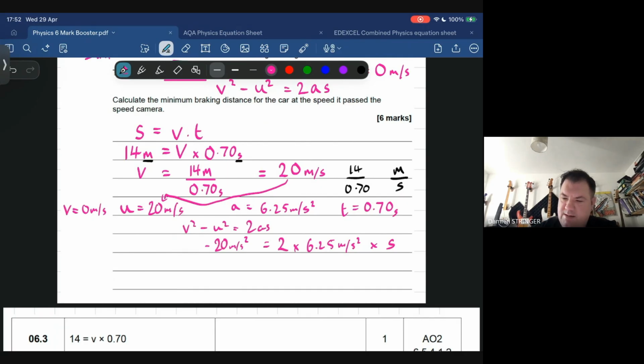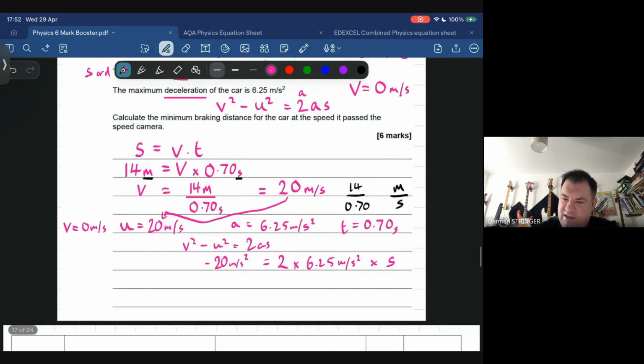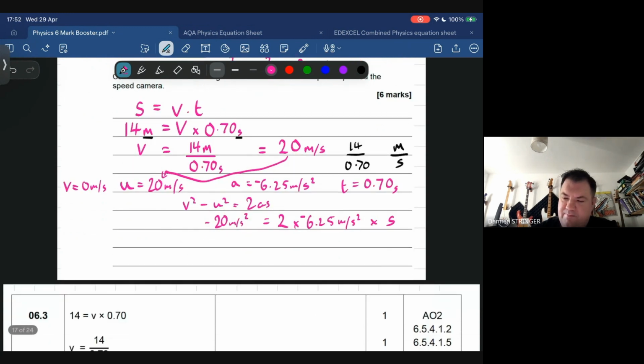Because this is a deceleration, I might just put a minus there, so the signs make a bit more sense. So what I should have is 20. It's not going to make a difference when I square it. But 20 squared divided by 2 times 6.25. That's 12.5, isn't it?